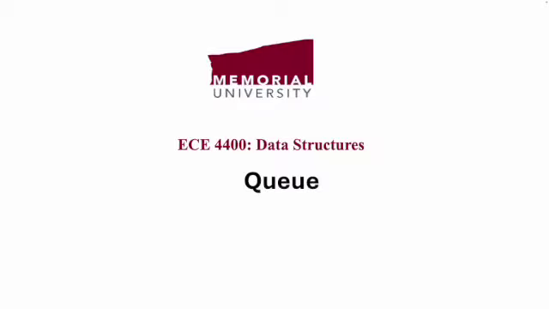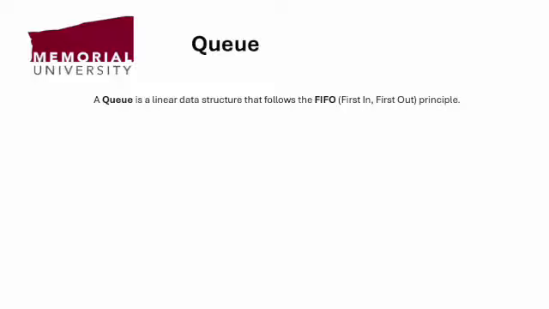Okay, today we talk about the queue. What's a queue? The queue is a linear data structure that follows the FIFO, FIFO, right? First in, first out principle. So the stack is first in, last out, or last in, first out. This is different.